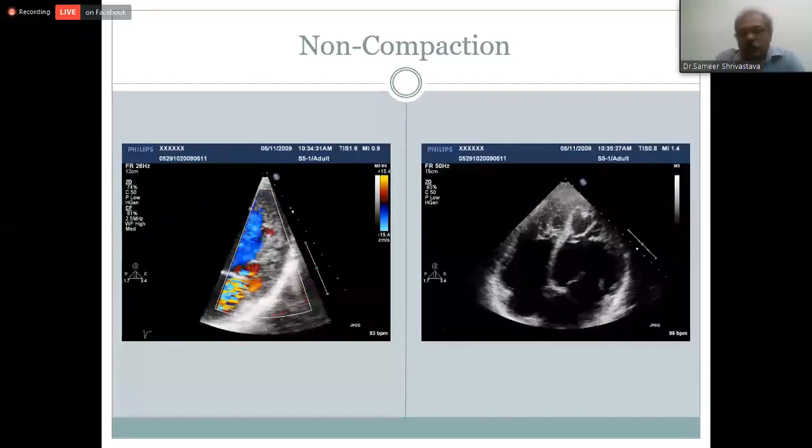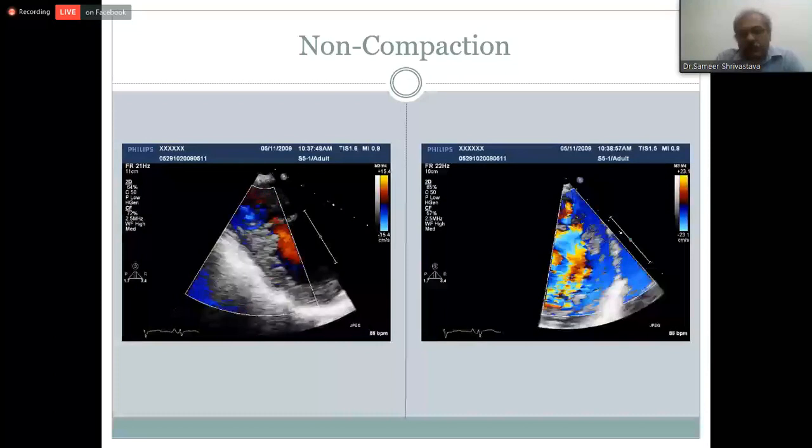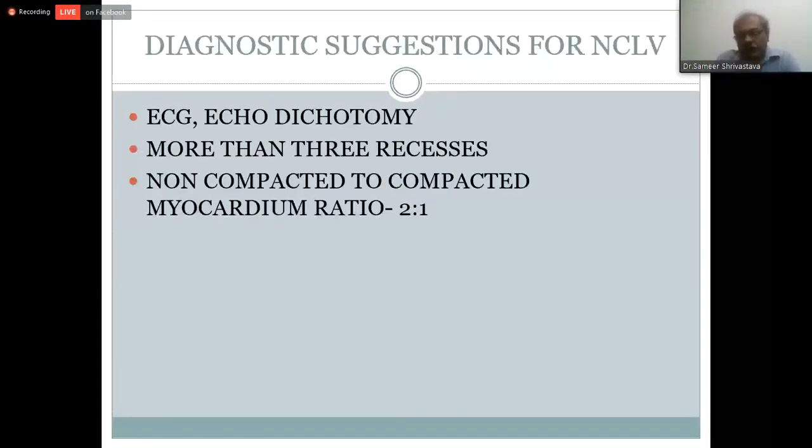But here are a few examples where you would be able to see very gross findings. And the LV non-compaction occurs more often than not on the lateral side first, then the rest of the places. So the diagnostic suggestion for non-compaction of LV, first and foremost, is if there is an ECG and echo dichotomy. ECG shows LVH and this thing shows poor LV.